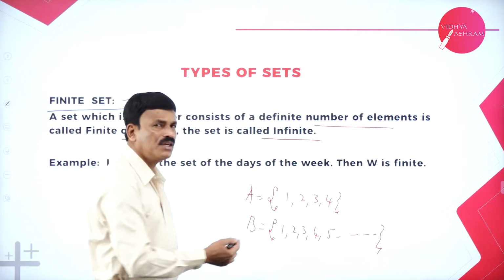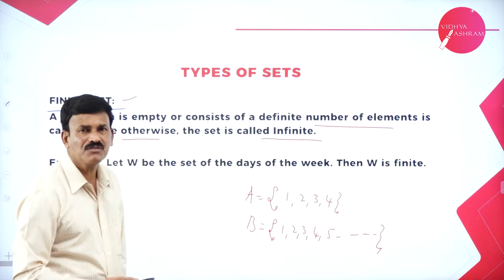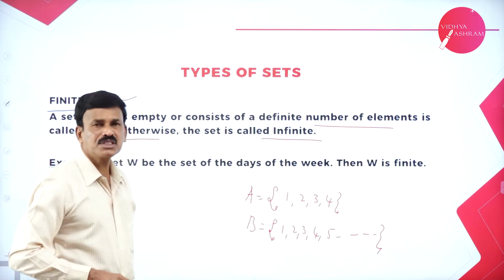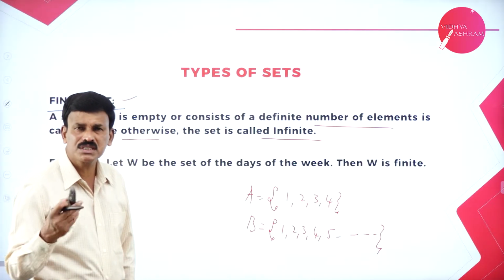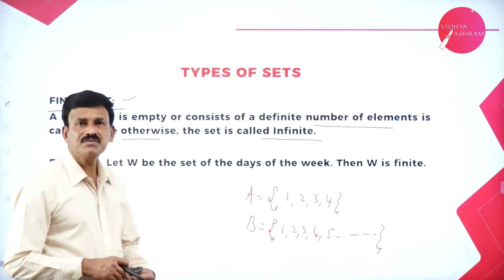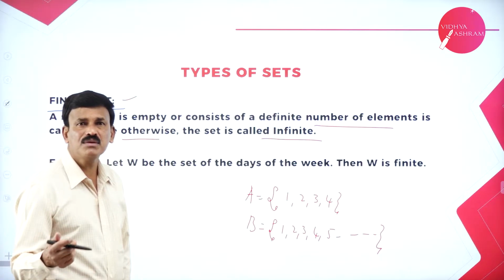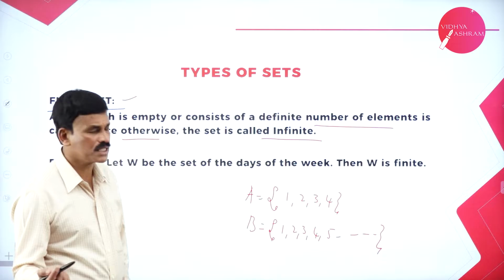Whereas here the number of elements we cannot count. So, it is an infinite set. That means a set which contains a finite number of elements is called a finite set. A set which contains infinite number of elements is called an infinite set.